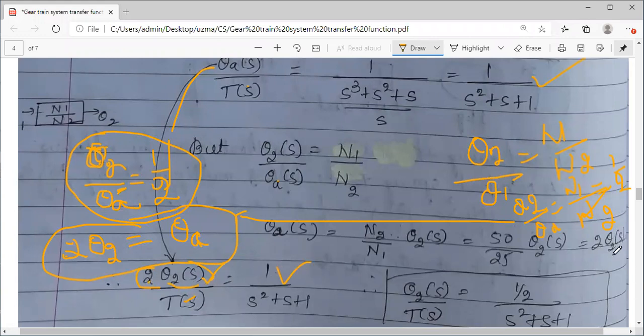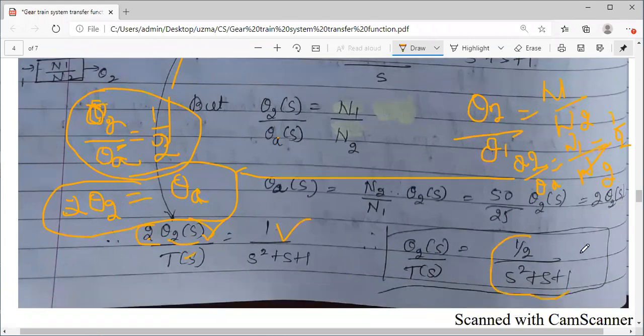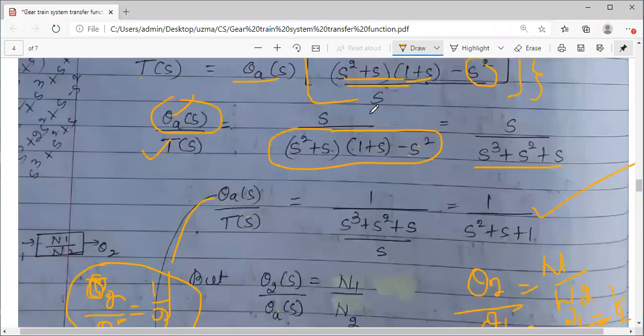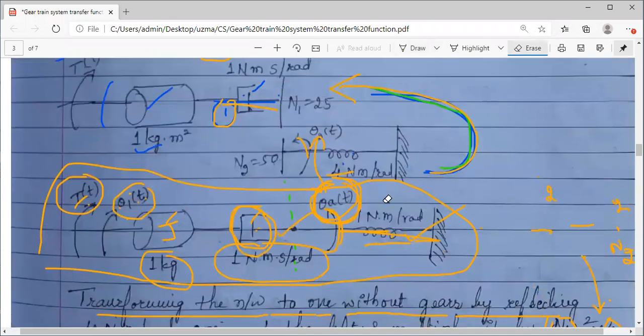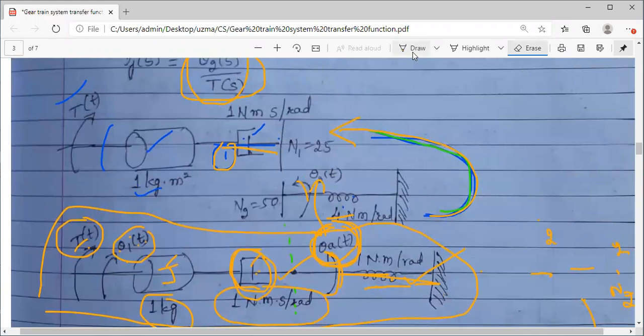And this 2, you take to the RHS. It will become 1 by 2. 2 will come here actually. Okay, 2 into this. For that 2, I have taken this as 0.5. Hope you understood this. This is simple mathematics. The important thing you have to note here is, whenever you shift, you reflect the impedances of one shaft over the other, the terms will change, the element values will change, they won't remain the same. That is important for you.